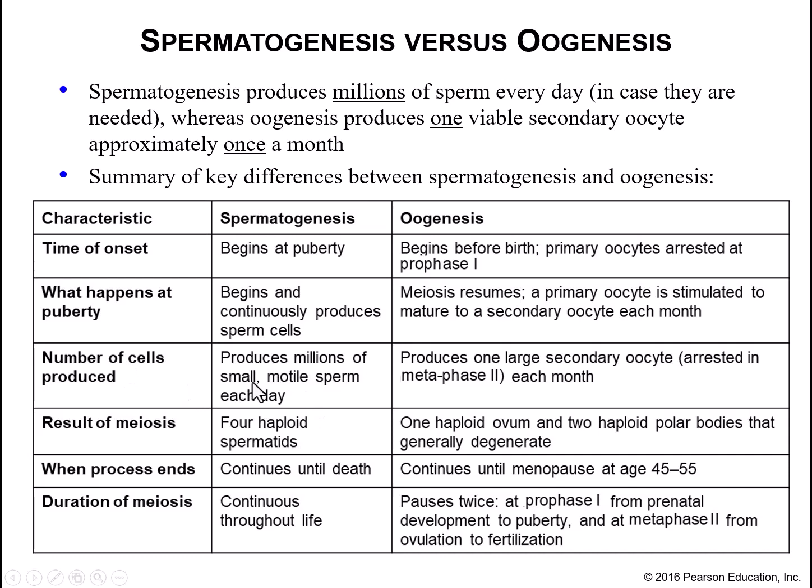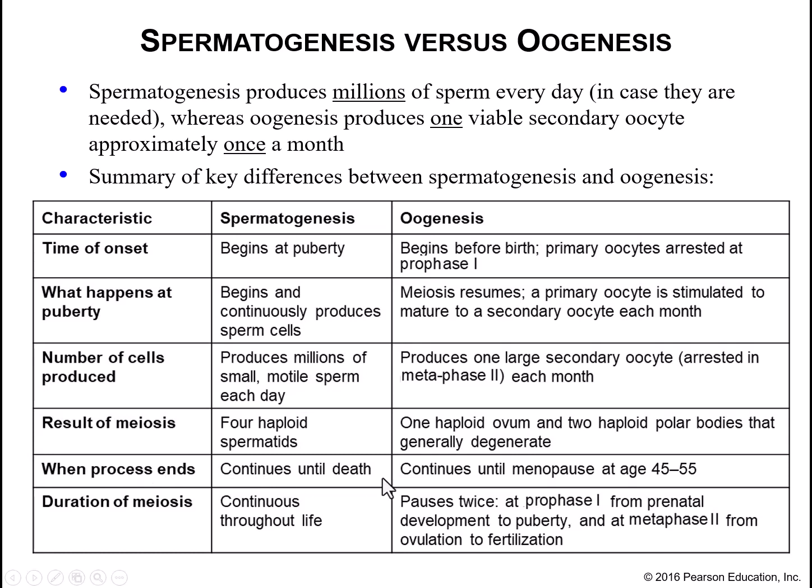Spermatogenesis produces millions of small motile sperm, whereas oogenesis produces just the one large secondary oocyte arrested in metaphase 2 each month. In meiosis, each round of spermatogenesis gives you 4 haploid spermatids, whereas in oogenesis you just get 1 haploid ovum and 2 haploid polar bodies that generally degenerate within the female's reproductive tract.